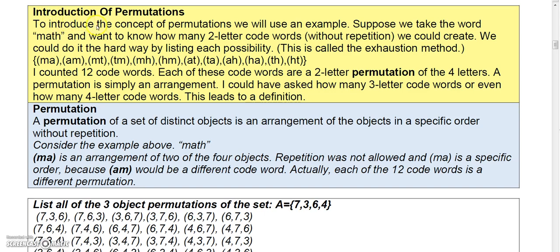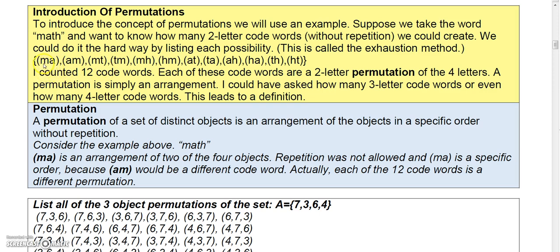I'll introduce permutations with an example. Suppose we take the word math and we want to know how many two-letter code words without repetition we could create. In other words, I'm not going to repeat and use MM or AA. We could do it the hard way by listing each possibility. This is called the exhaustion method.